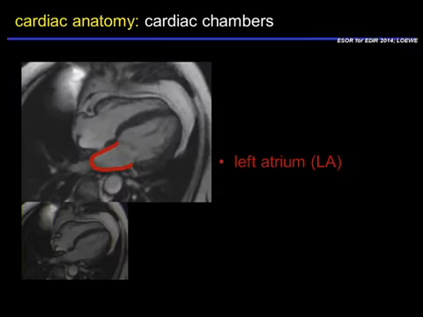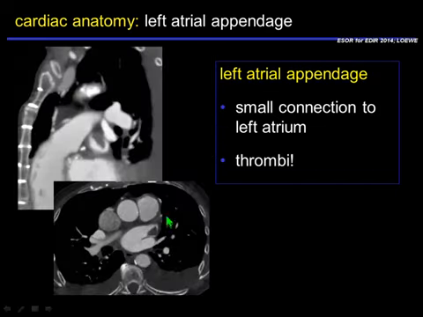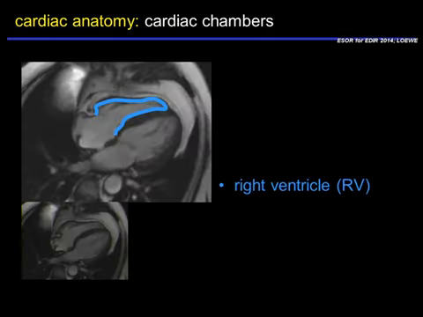Let's move to the left atrium. The most important feature of the left atrium is the left atrial appendage. This could be enlarged, especially in patients suffering from atrial fibrillation, and then there is the risk of thrombi occurring there, and this is a very serious finding, since thrombi in the left atrial appendage account for up to 30% of all ischemic strokes. So we have to carefully look at the left atrial appendage in all cardiac studies to be sure that we don't have something like that, which is a typical thrombus within the left atrial appendage, and which is very important information for the referring physicians.